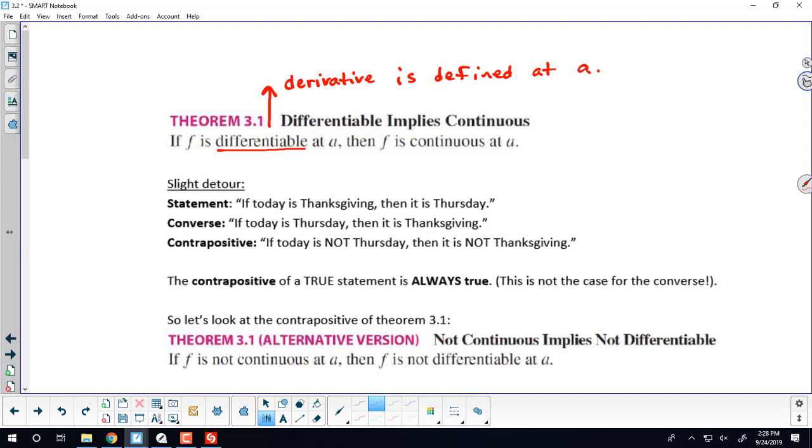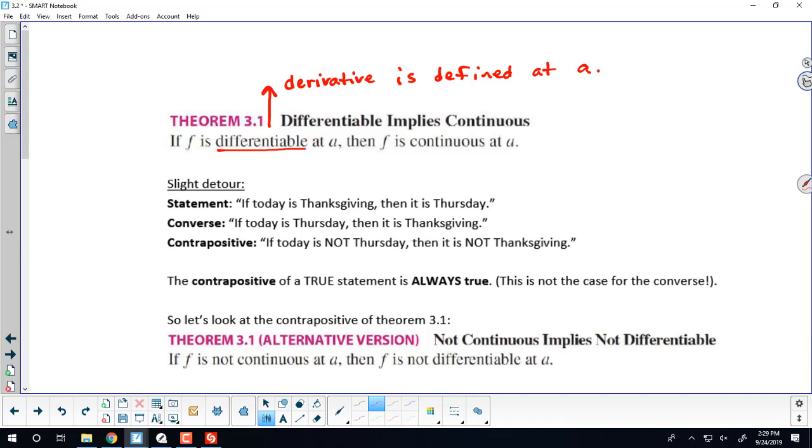So there's a statement, there's the converse of the statement, and there's the contrapositive of a statement. So the statement: if today is Thanksgiving, then it's Thursday. That's a true statement. The converse of that is when you just flip the conclusion and assumption. So the converse is: if today is Thursday, then it's Thanksgiving. That's not true, right? It's invalid, because the next time we meet will be Thursday, but it's not going to be Thanksgiving.